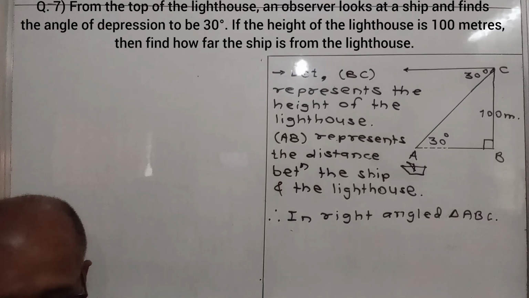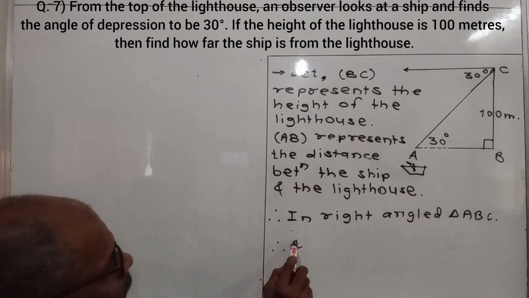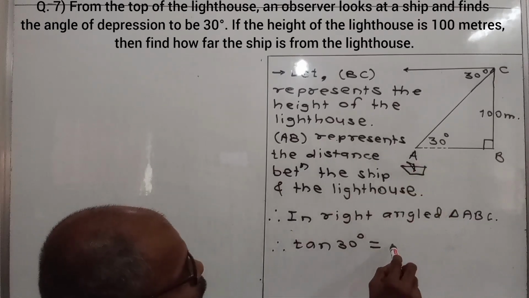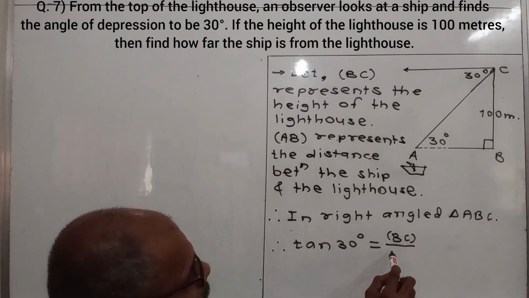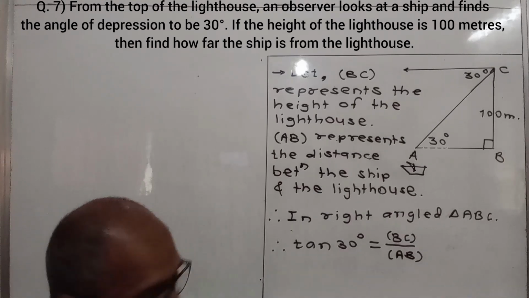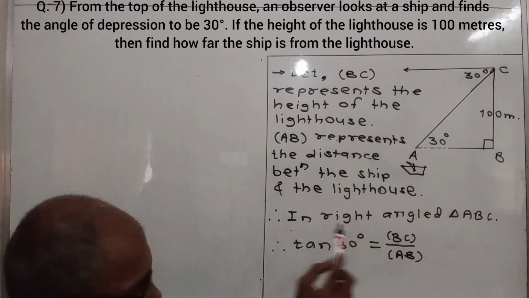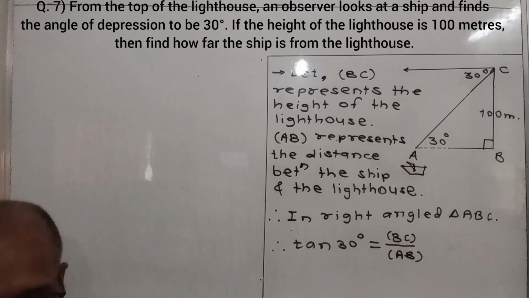For this we use BC and AB, which means opposite side and adjacent side. Did you get it? So we use here tan 30 degree is equal to opposite side BC upon adjacent side AB. BC upon AB. Okay. Why do we use tan? Because we have been given the opposite side and we want to find the adjacent side. Did you get it?